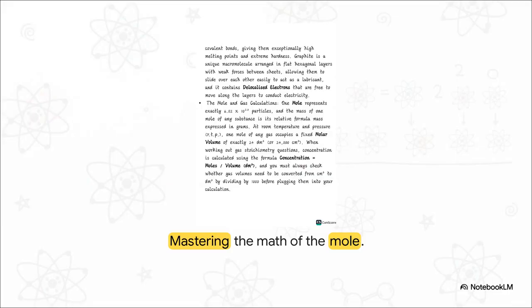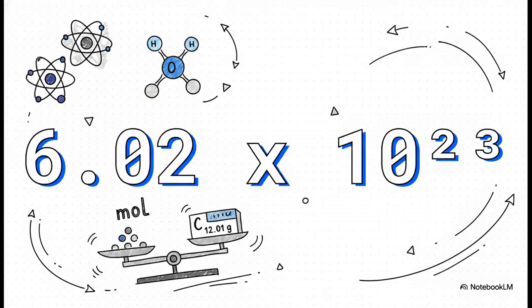I know when we first dive into the math of the mole and gas calculations, it can definitely cause a little anxiety. But I promise you, the logic laid out here is highly, highly structured. Once we understand the core rules, stoichiometry becomes an incredibly powerful tool. It all starts with this massive, staggering number, 6.02 times 10 to the power of 23.